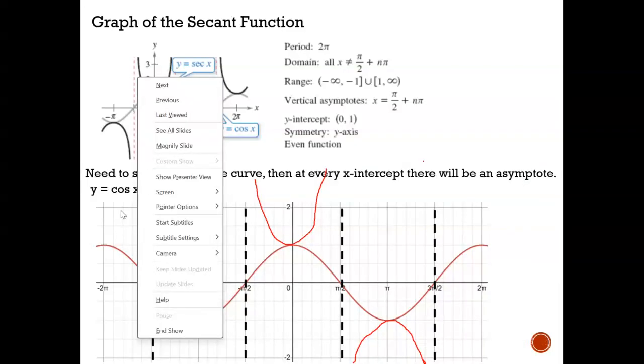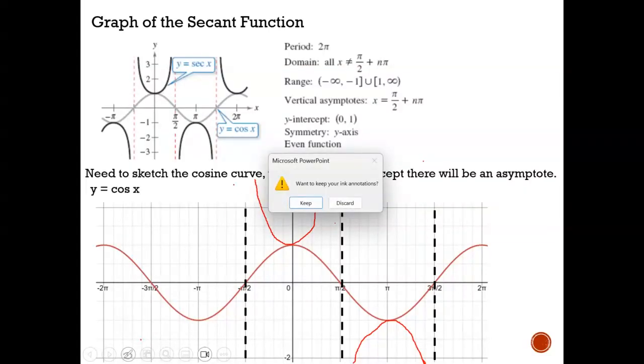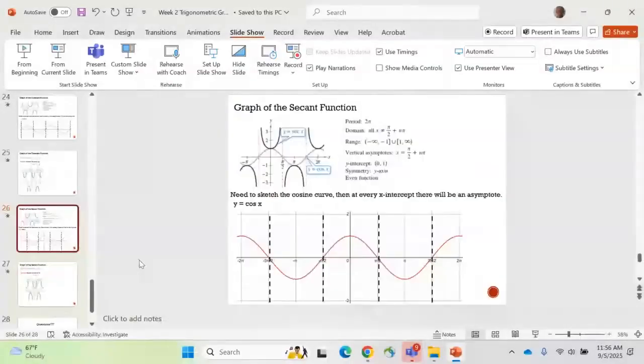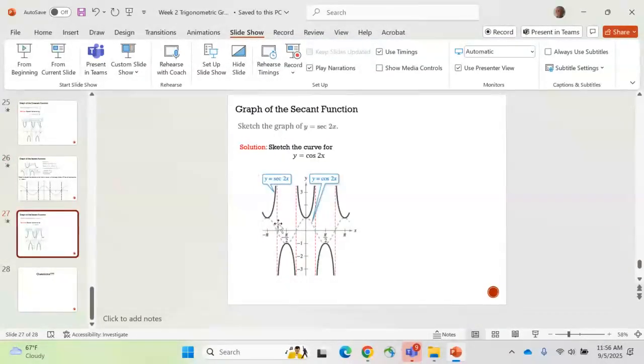Okay, I don't know how to go back here. Let's go to previous. Okay, now let me go back here. Let's see here. I guess I don't know how to go back. I'm sorry about that. Let me see if I can do something here. Let me end the show, and then no, just discard and just come back to the last slide here, so I can finish it off. Oh, I believe that was the last slide here.